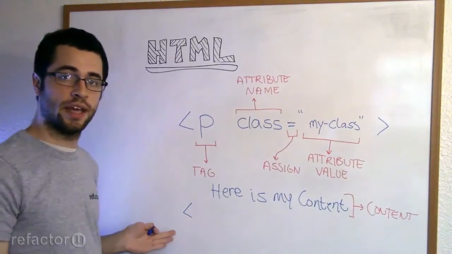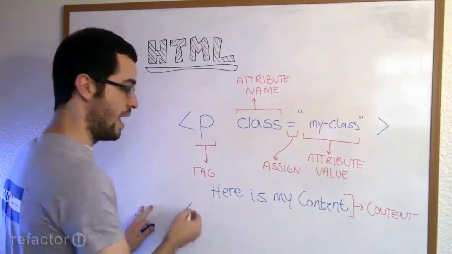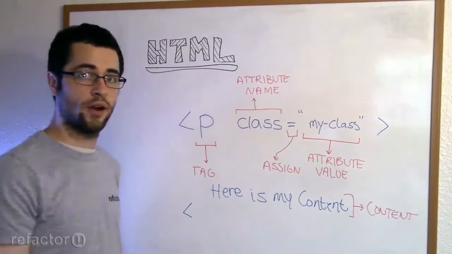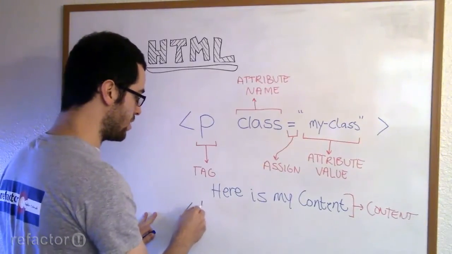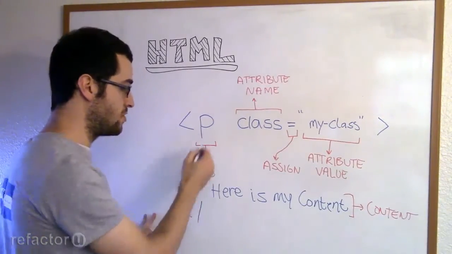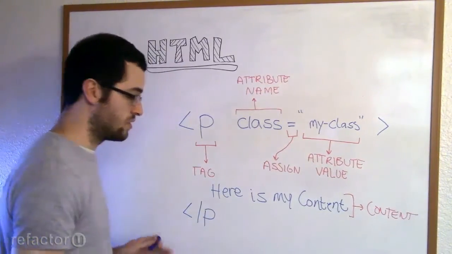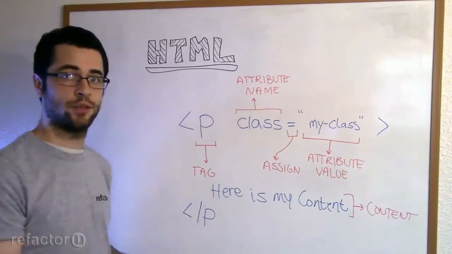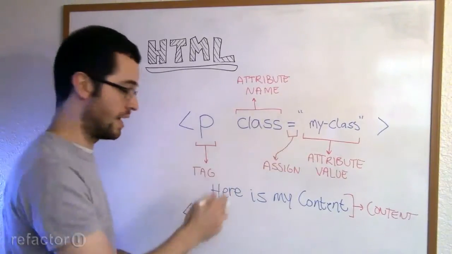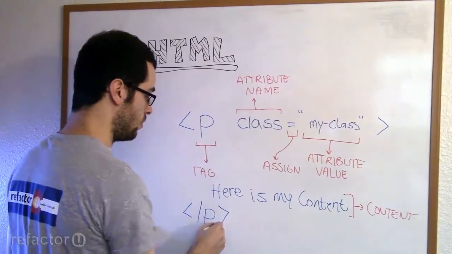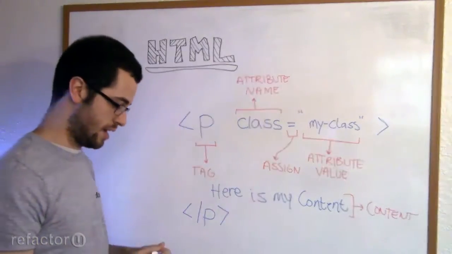Once again, we'll start with the HTML caret, and to define that this is the end of our paragraph, we'll use a / and then the same tag name that we used. Since end tags don't need any attributes, all the attributes go on our start tag, we'll simply close our end tag.